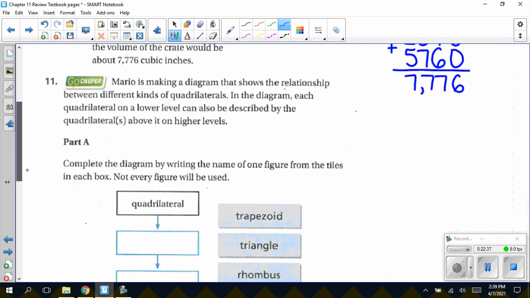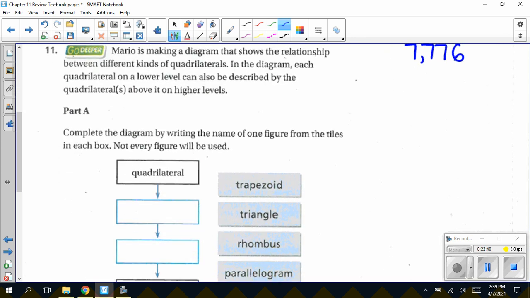Moving on to question number 11, I am going to make a little bit of a modification. My first thing is I am going to cross this box out. And now to go into the question. It says Mario is making a diagram that shows the relationship between different kinds of quadrilaterals. In the diagram, each quadrilateral on a lower level can also be described by the quadrilaterals above it on a higher level. So for part A, they want us to complete the diagram by writing the name of one figure from the tiles in each box. Not every figure will be used.